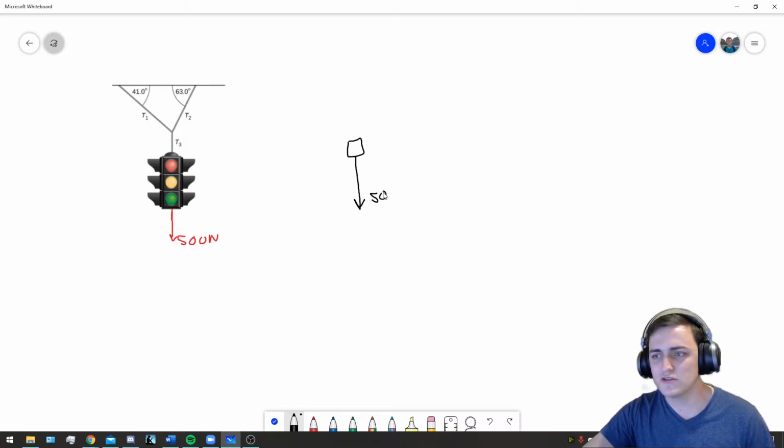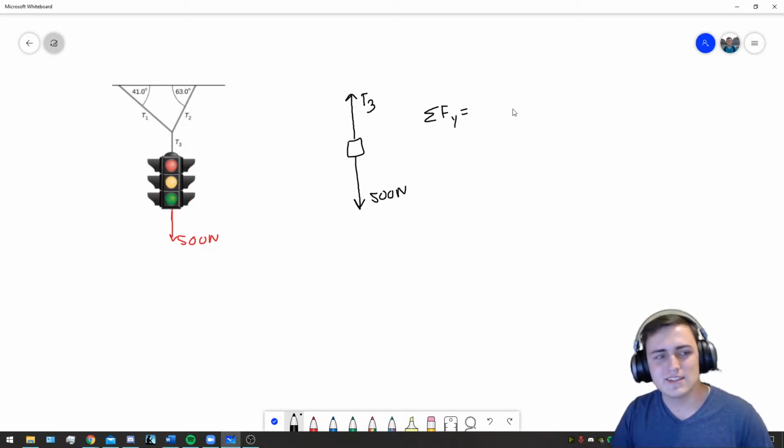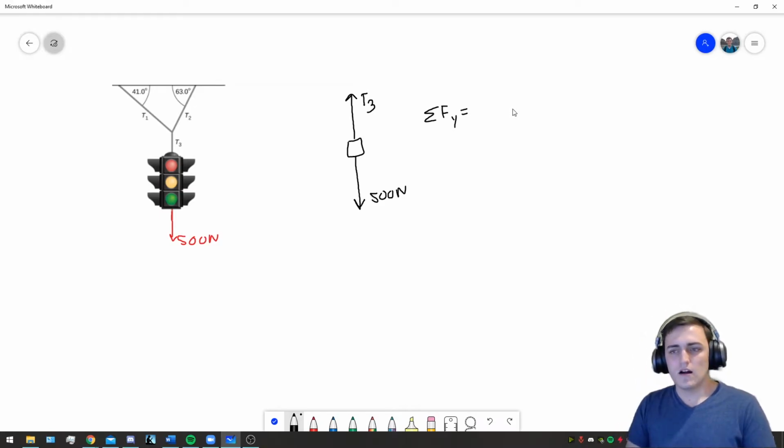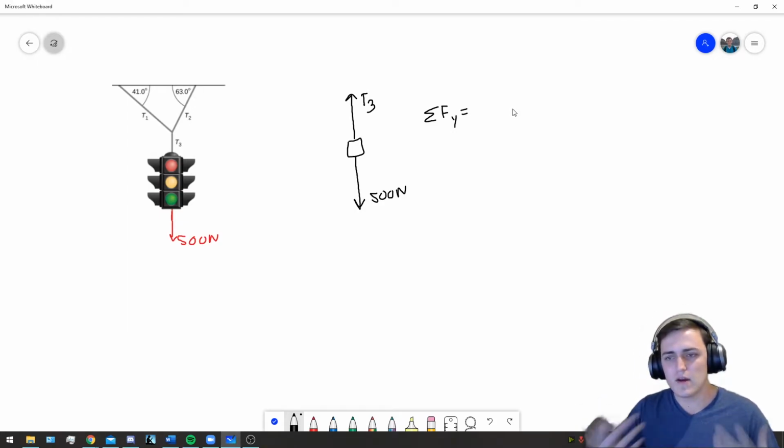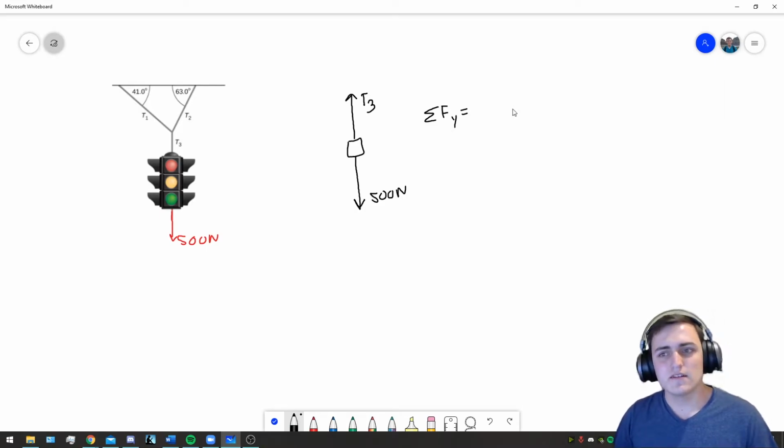We have 500 newtons pulling it down from its weight, and we have T3 pulling it up. Well, we know when we're working with free body diagrams, we want to do net force equations. And we know that this traffic light is not moving. A lot of these problems are actually something called statics. And it might not be explicitly said to you, but when you're looking at something like a traffic light, these ropes aren't expanding or contracting like a spring or a slinky. It's a static, not moving situation.